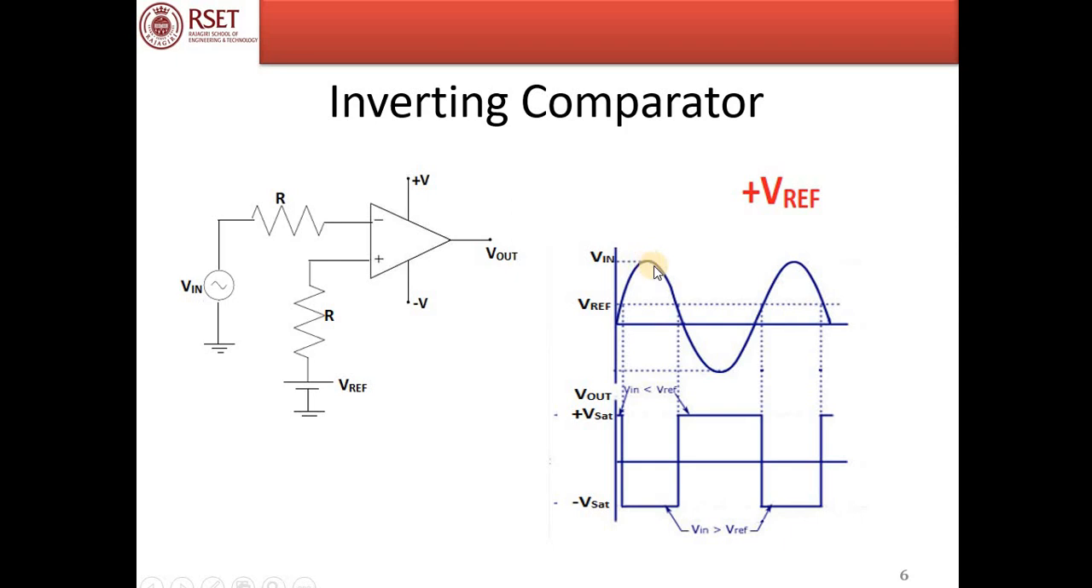And for this particular region, the voltage at the inverting terminal, that is Vin, is more than Vref. And so the output for that particular region is minus Vsat. This is the case of an inverting comparator with a positive value of Vref.